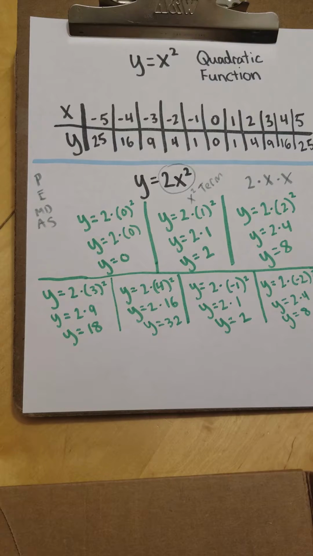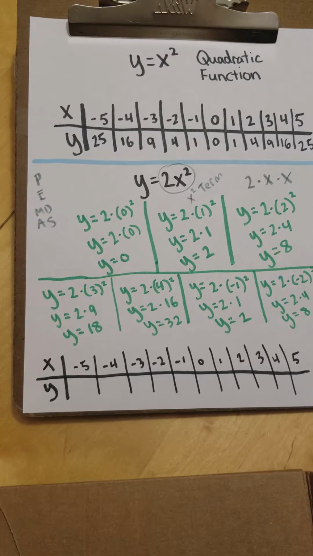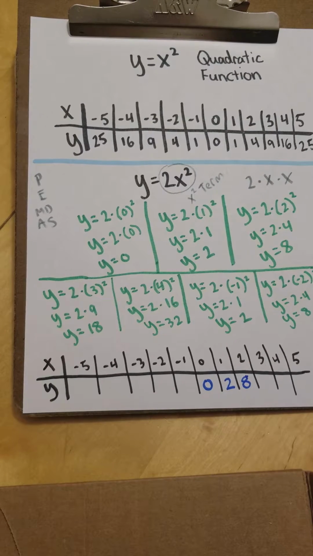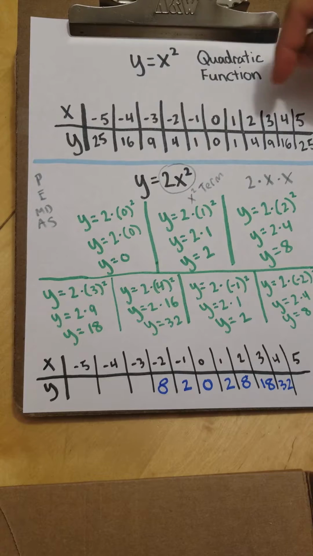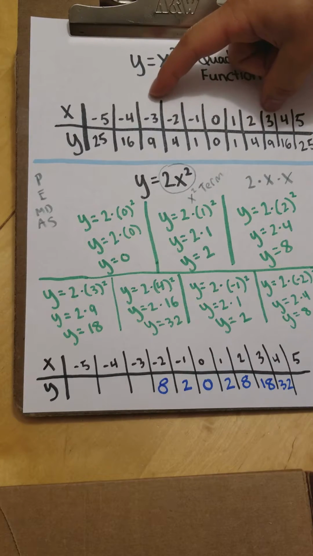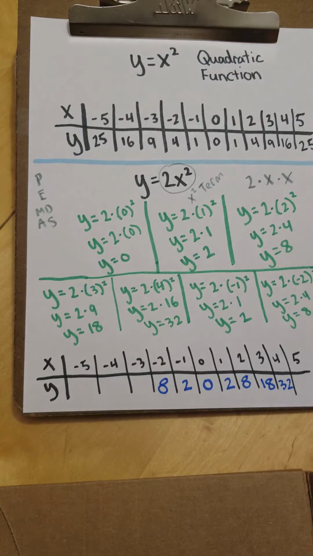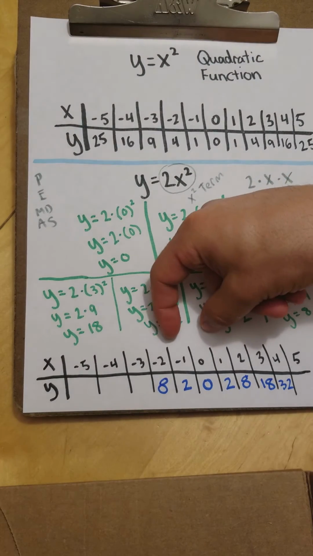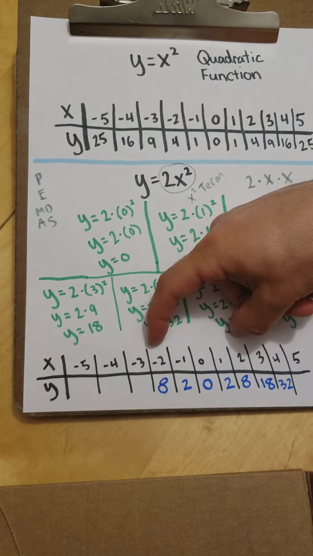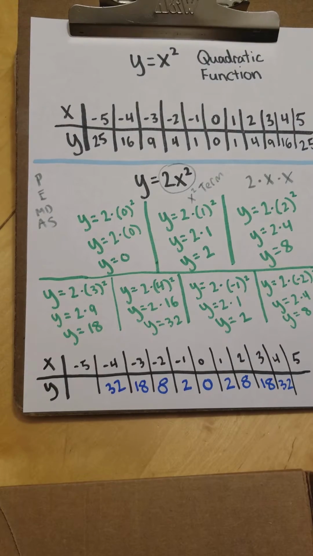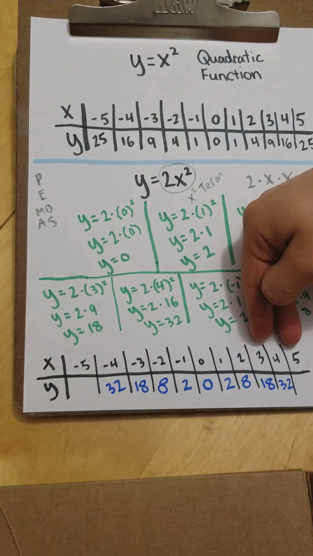So if we put all of these input-output pairs into a table, 0 gave us 0, 1 gave us 2, 2 gave us 8, 3 gave us 18, 4 gave us 32, -1 also gave us 2, and -2 also gave us 8. Just like on the top table, 1 and -1, 2 and -2, 3 and -3 give us the same numbers on both sides, giving us a symmetrical pattern. We see the same thing here. 0 is 0, and 1 and -1 are matching. They mirror each other. If the pattern continues, we can fill in these two values.